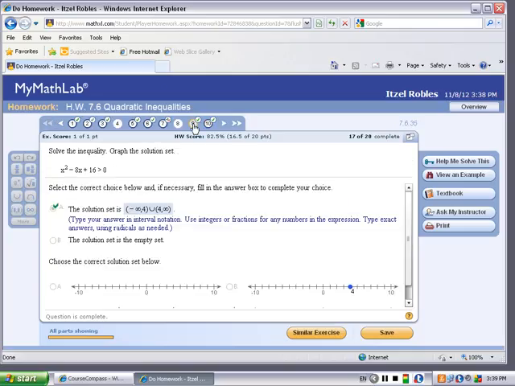Solve the inequality, graph the solution set. What number was that last one? Okay, number 9. Number 9: x squared minus 8x plus 16 greater than 0.